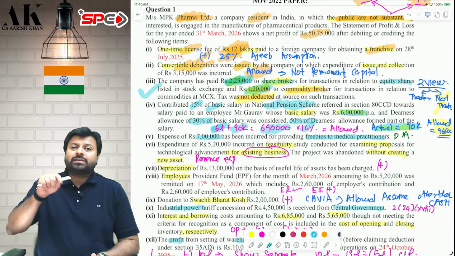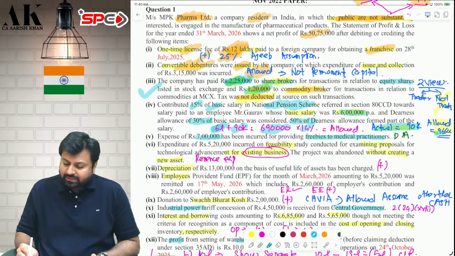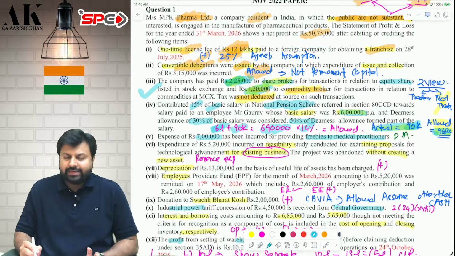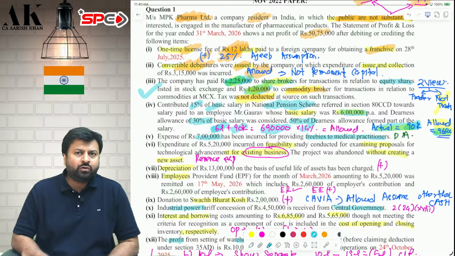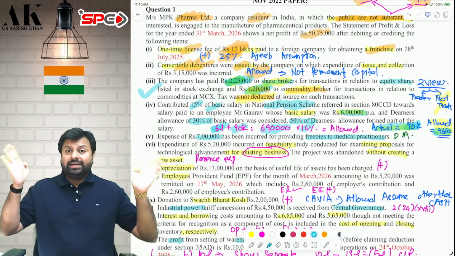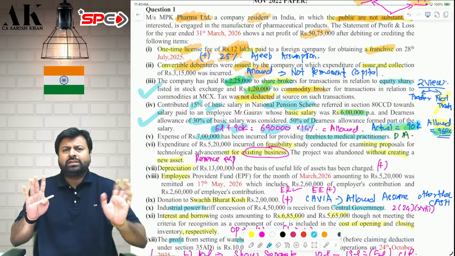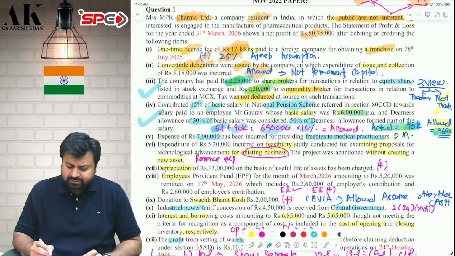Therefore, 14% of that is allowed as deduction. 14% of that is 96,600 is allowed, but you are only giving how much? 90,000. Therefore, fully allowed. You are not paying more than 14%. 14% is 96,600. You are actually paying only 90,000. Therefore, full 90,000 will be allowed. Nothing to disallow. Write a note and leave it. I hope it is clear to all of you.